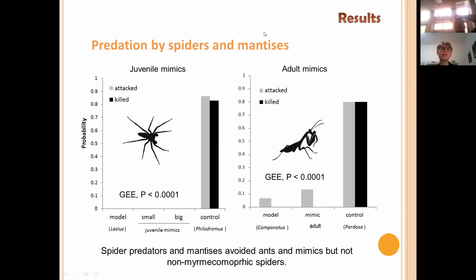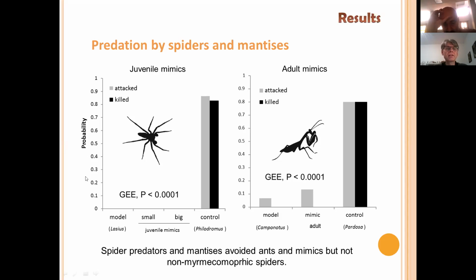And then we conducted predatory trials with two different predators. For juveniles, we used Pisaura spiders as a predator, and we conducted these experiments with a constrained randomized design. That means that the predator was first offered an ant, and then either a small or a big juvenile and a control spider. As a control, we used Philodromus spiders.